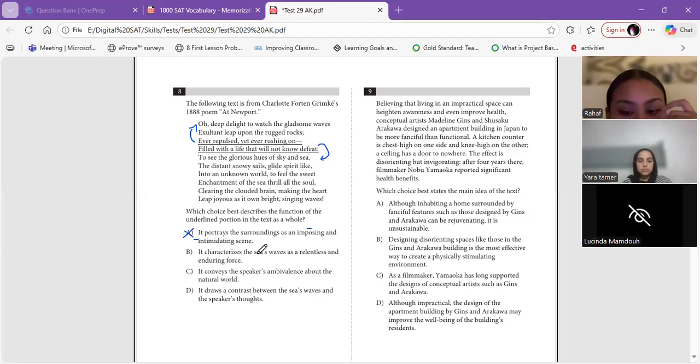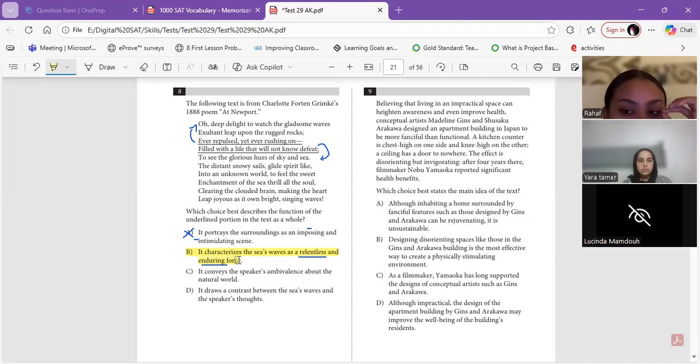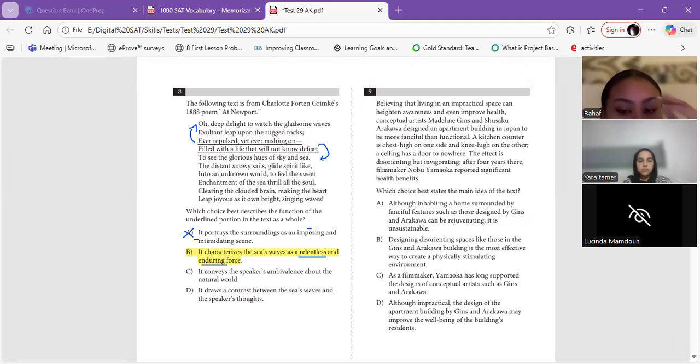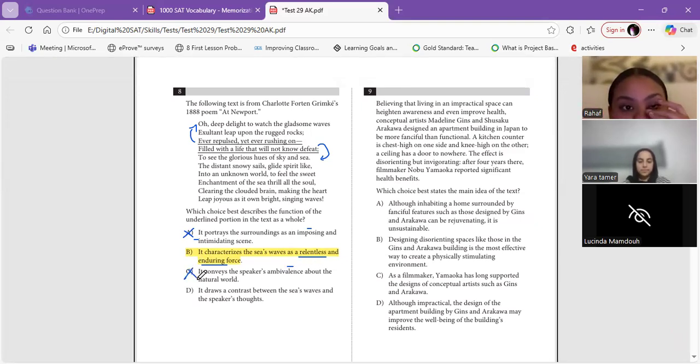B: it characterizes the sea waves as a relentless and enduring force. Yes, he said that will not know defeat. So it can be B. Option C: it conveys the speaker's ambivalence about the natural world. Again, it's negative, and we're not talking about negative. D: it draws a contrast between the sea waves and the speaker's thoughts. It doesn't say anything about contrast. So the answer is B. Perfect.